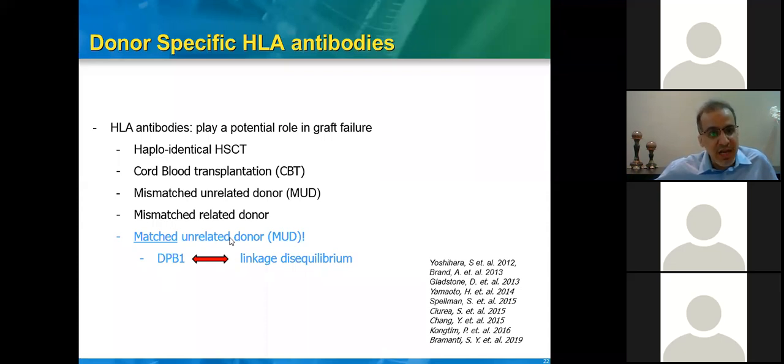DP, if you have a full match unrelated donor, there is weak linkage disequilibrium with DP, which means that you will find A, B, C, DR, DQ match, but DP mismatched, and the percentage could be as high as 70% match in everything except DP. So please make sure, if the patient is sensitized in class 2 with DP antibody, that the patient and donor are matched for DP, or at least the patient does not carry anti-HLA antibody that's DP specific.